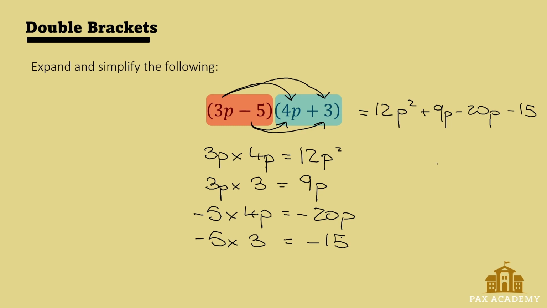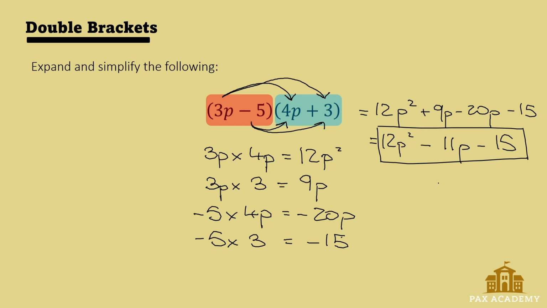Now as you can see, we can simplify this expression further. If you still don't know how to simplify, make sure to also check out my video on simplification. So here the terms that we can simplify are the p terms, okay? Because there's two of them. So in this case, 12p squared remains the same, and then we have to do plus 9p minus 20p, which is equal to minus 11p, and finally minus 15. And this is our answer.